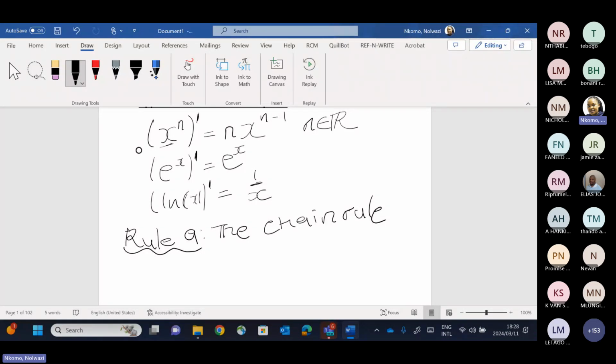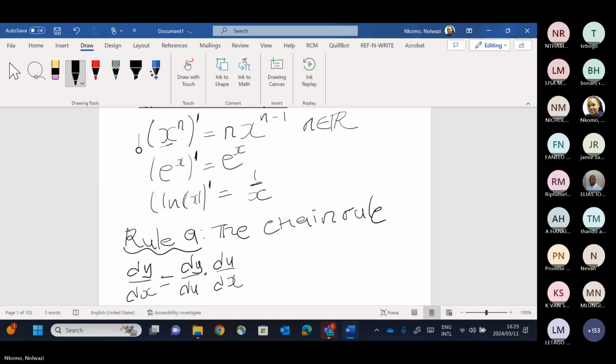Okay, here for the chain rule, the chain rule says the derivative of y with respect to x is equal to the derivative of y with respect to u times the derivative of u with respect to x. We're differentiating y with respect to u, and then we multiply that with the derivative of u with respect to x.